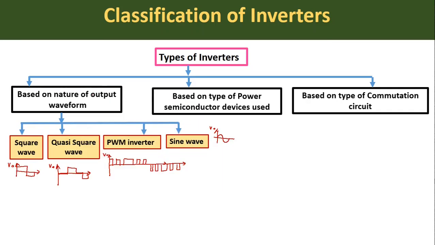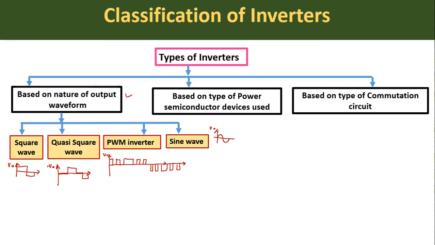Next classification is based on the nature of output waveform. So according to the nature of output waveform, there are 4 types of inverters. First one is square wave inverter, second one is quasi square wave inverter, third one is pulse width modulated inverters, and last one is sine wave inverter.